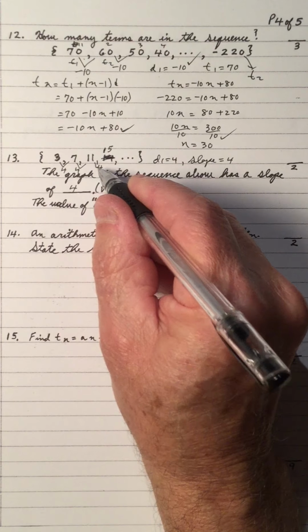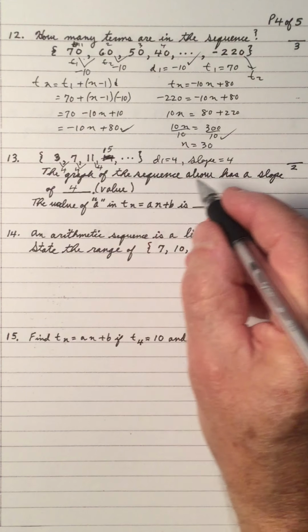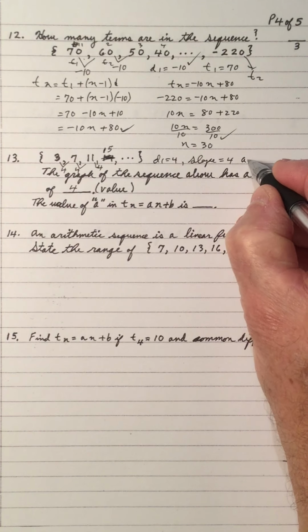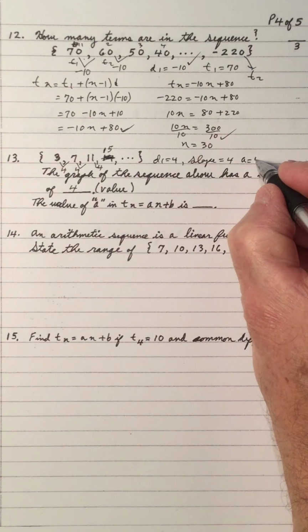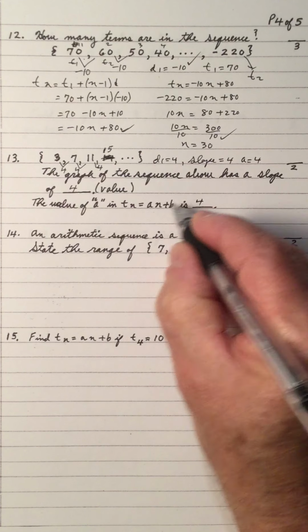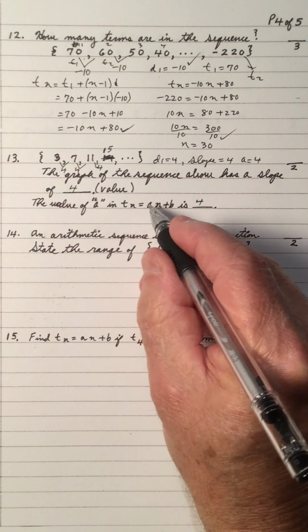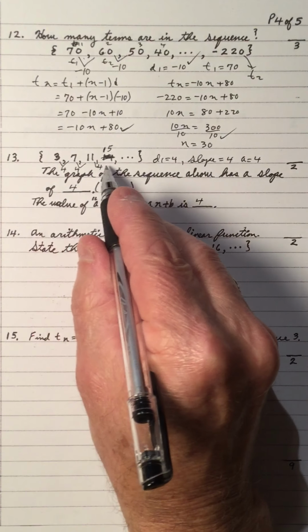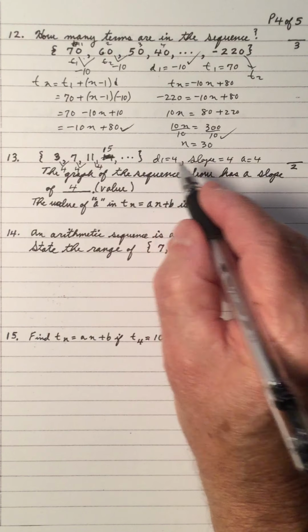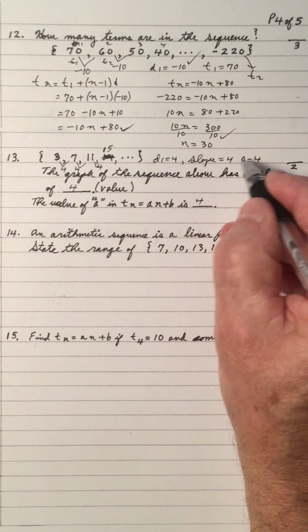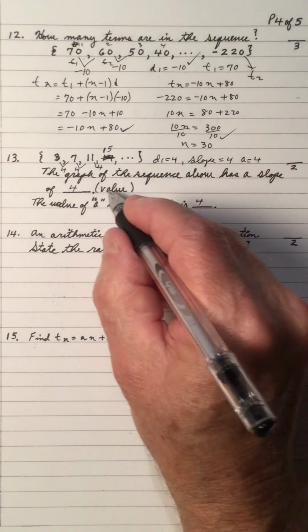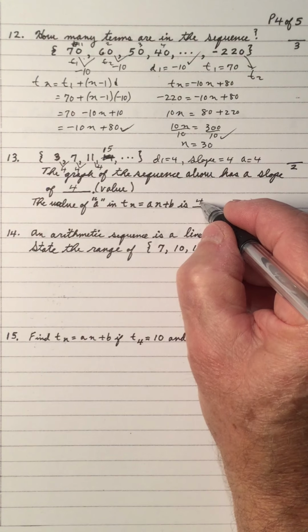The D1 difference is 4. The slope is 4. That means that the A value in this equation is a 4. So that A there will be a 4. Because in an arithmetic sequence, which is what this is, D1 equals the slope equals the A. And they're all 4. Give yourself a mark for 4 and a mark for this 4 here.